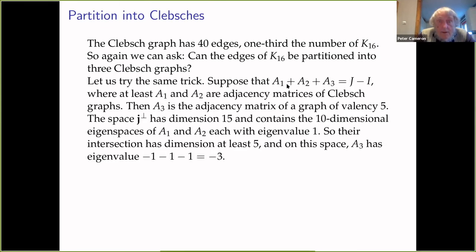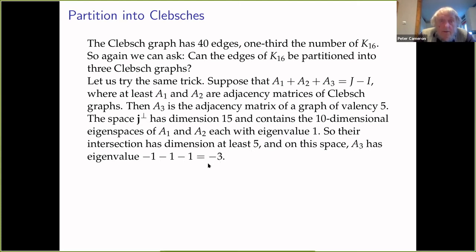So we have A1 plus A2 plus A3 is J minus I. And so again, really, we only assumed that the first 2 were the graph that we know about. So let's assume that A1 and A2 are adjacency matrices of Clebsch graphs. Then they have 10-dimensional eigenspaces with eigenvalue 1. And these 10-dimensional spaces inside a 15-dimensional space must intersect in at least a 5-dimensional space by the dimension formula. So the intersection has dimension at least 5. And on that intersection, we have eigenvalue -3 as before.